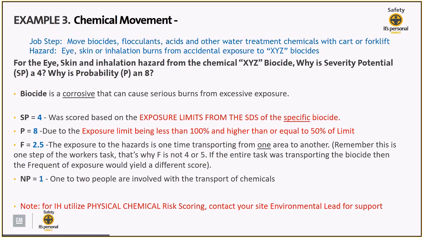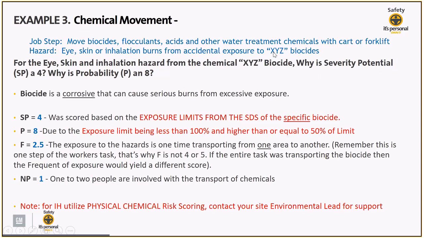All right, so now let's look at another example. Let's talk about chemical movement. So let's say what the job step. Now in this example, I didn't give you a table showing 5 or 6 different hazards involved. I'm just saying we're going to evaluate one of the hazards from this task. The one hazard we're going to investigate a little more is eye, skin, and inhalation burns from accidental exposure to XYZ biocide. When I say XYZ, that's just the name of the biocide.